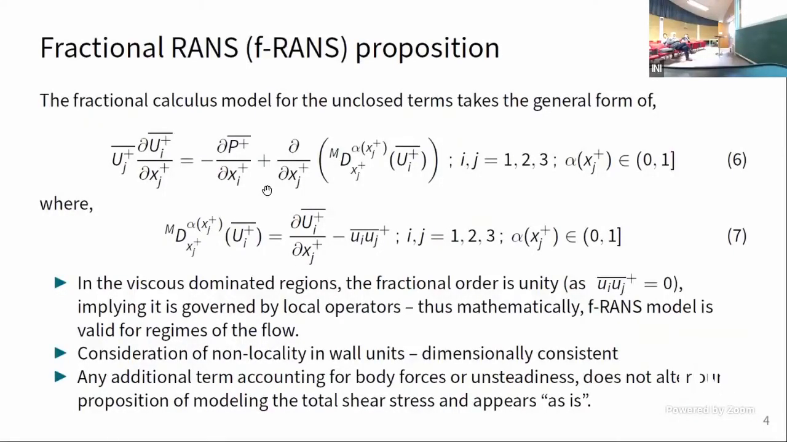So that's the problem, that little UI UJ bar term. So you're taking a DNS, you're finding the two terms on the right-hand side, the derivative of B. Yes. And then you're finding the Reynolds stress. Yes. And then you're finding a value of alpha for that derivative that gives a good fit. Exactly.